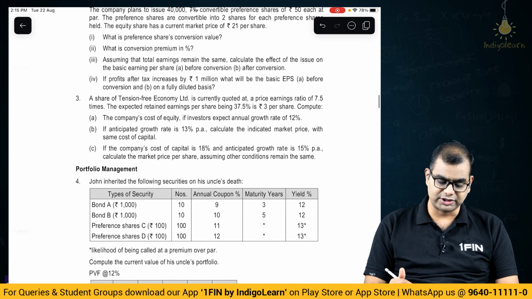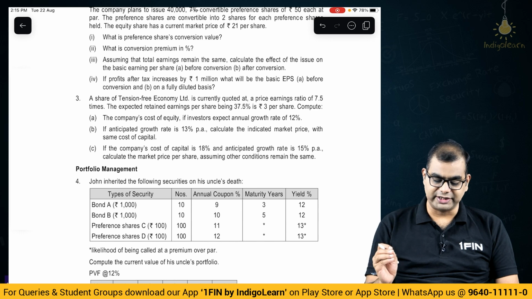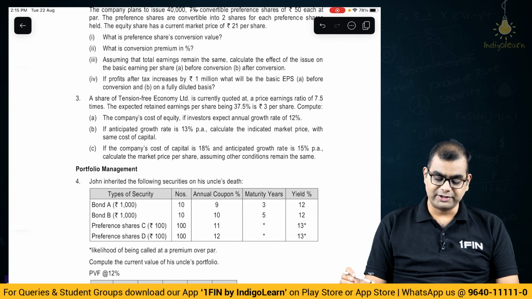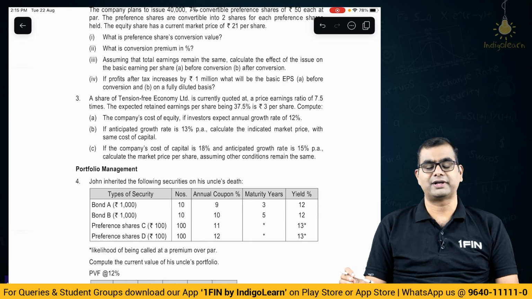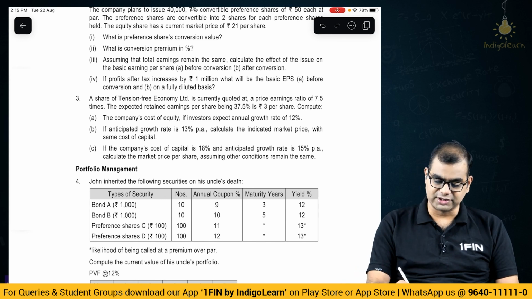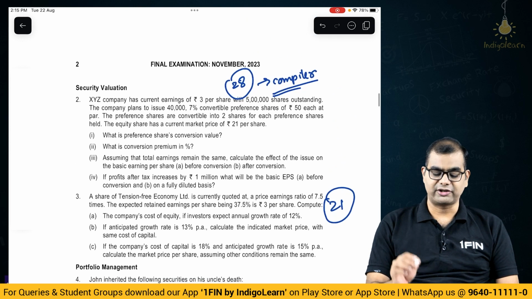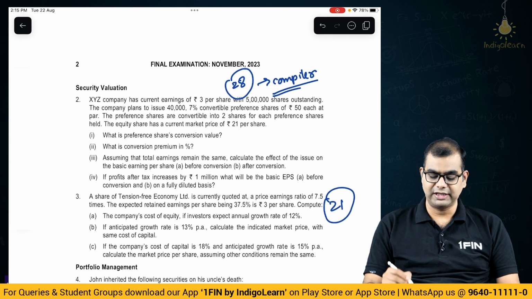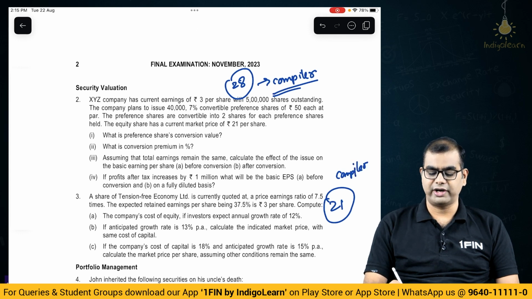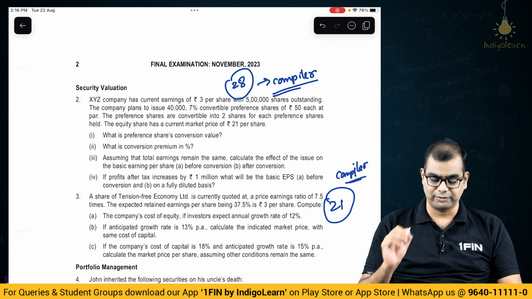Then coming to number 3. Tension-free economy is currently quoted at a PE ratio of 7.5 times, retained earnings is so and so, cost of equity is so and so, anticipated growth rate is so and so. If the company's cost of capital and anticipated growth rate is so and so, calculate the market price. This is also a super simple problem. This is question number 21 from the security valuation chapter. This is straight from the compiler. Please go and have a look at the compiler. Very useful piece of document.